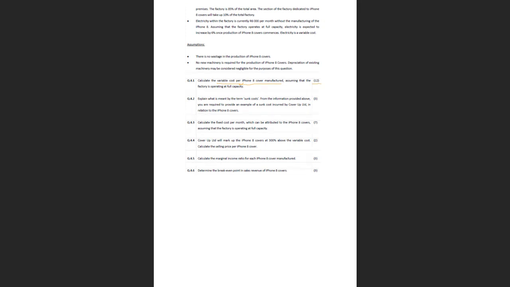Then they asked you, this was a theory question, they asked you what a sunk cost is. Then they asked you to calculate the fixed cost for the month for 7 marks. Then the selling price, if there was a 300% markup above the variable cost, then the marginal income ratio and the break-even point in sales revenue. So let's have a look at these questions and the respective answers.